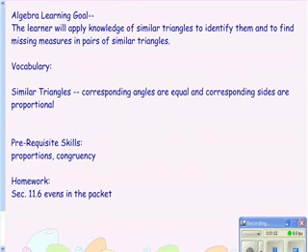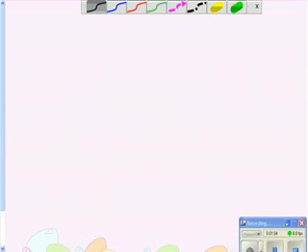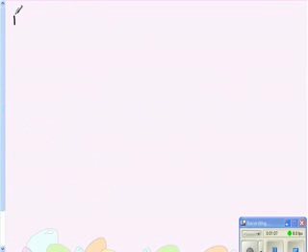Homework 11.6, evens in the packet. There is no real algorithm for today. There's not that much to it that you need an algorithm.